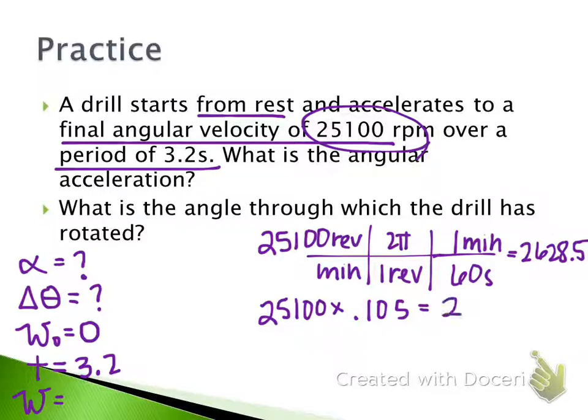It gives us a little bit of a different answer, but not anything concerning, right? So either of those would work fine. If you use the shortcut or if you use the regular conversion method, it's fine. Not a big deal. Okay, this gives us our final angular velocity. So 2628.5.